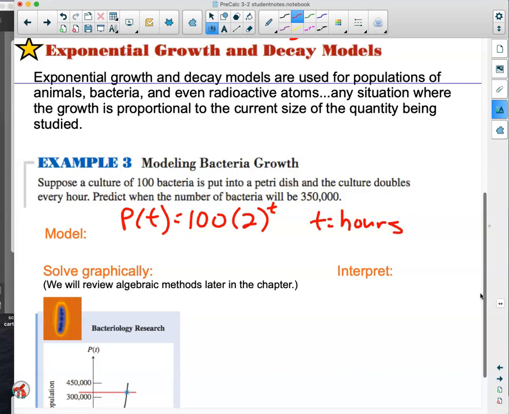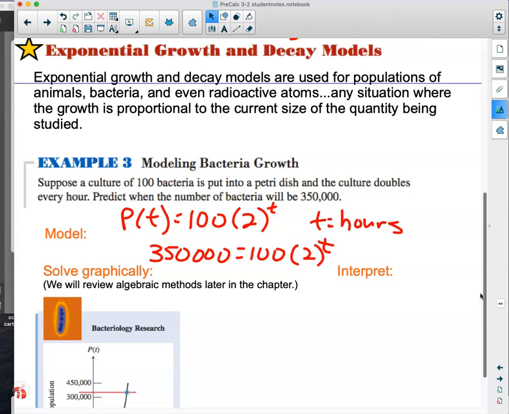So there's the model. Got a culture of 100 bacteria put into a petri dish, doubles every hour, and we want to predict when this comes out to 350,000. Well, that would be the population that would go on the left-hand side. Now, this one says, let's solve graphically. We'll review algebraic methods later in the chapter. So we're not supposed to say, oh, I'd divide by 100 and I'd take logarithms on both sides. What we're supposed to do instead is put it in the graphing calculator as y sub 1 and y sub 2.